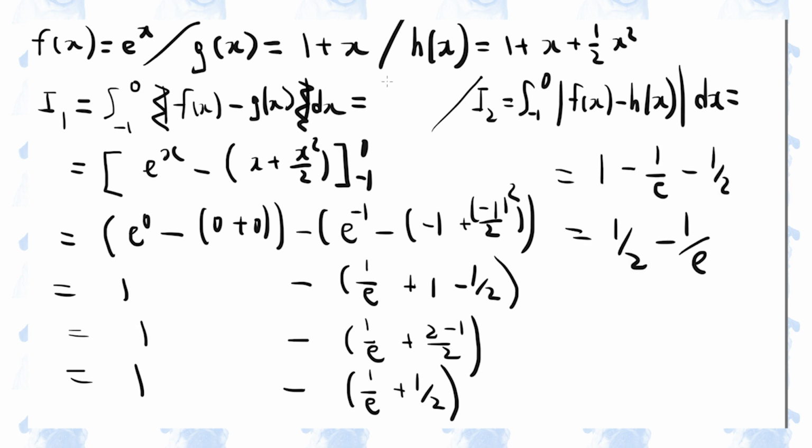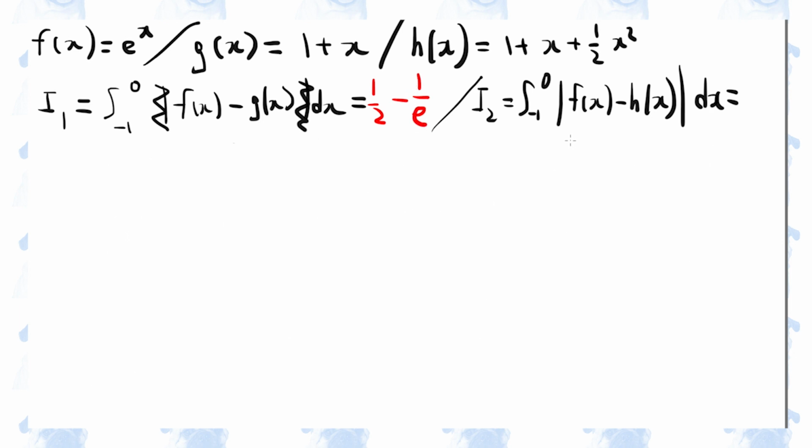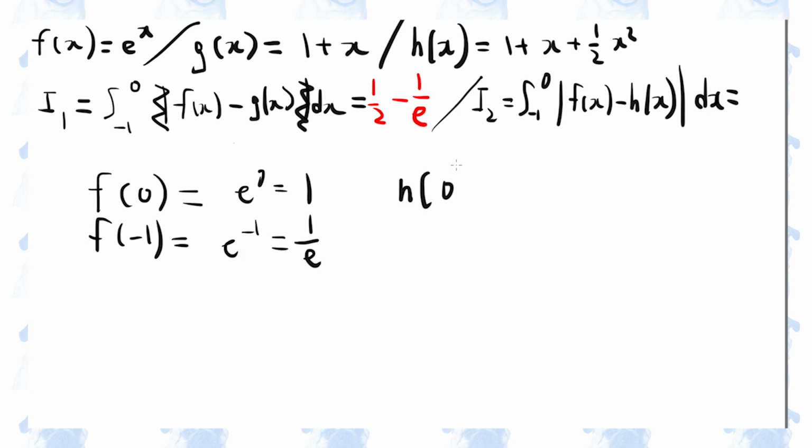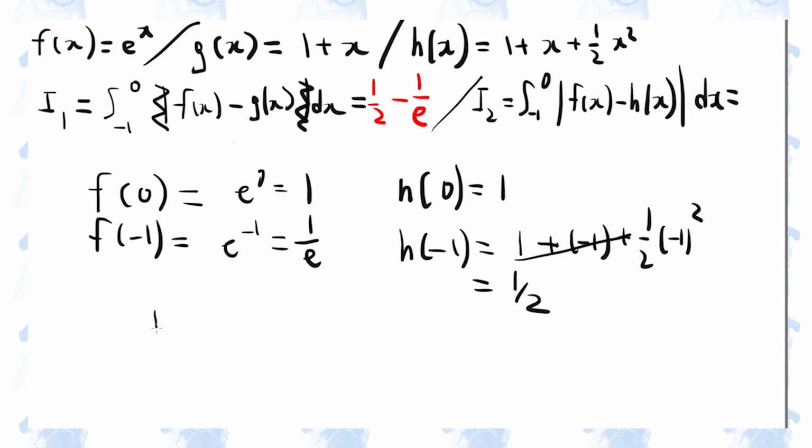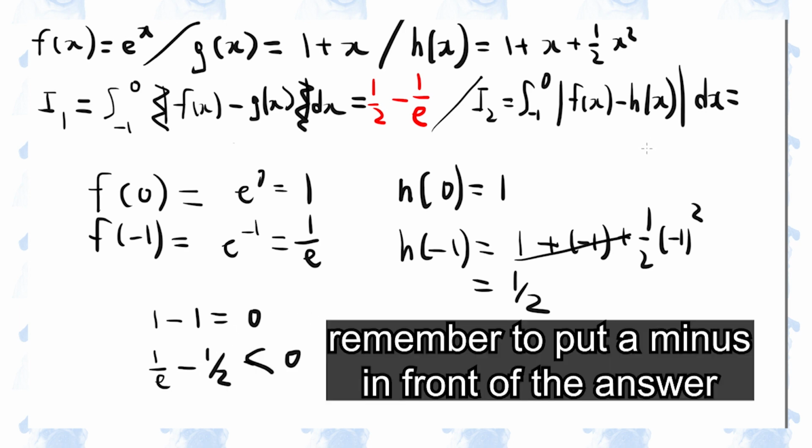So the answer to the first part is 1/2 minus 1 over e. And let's think about the second integral. F of 0 is 1. F of minus 1 is 1 over e. H of 0 is 1. H of minus 1 is 1 over 2. 1 minus 1 is 0. 1 over e minus 1/2 will be a negative number. So this integral will compute a negative area, which means that we need to remember to flip the sign at the end.